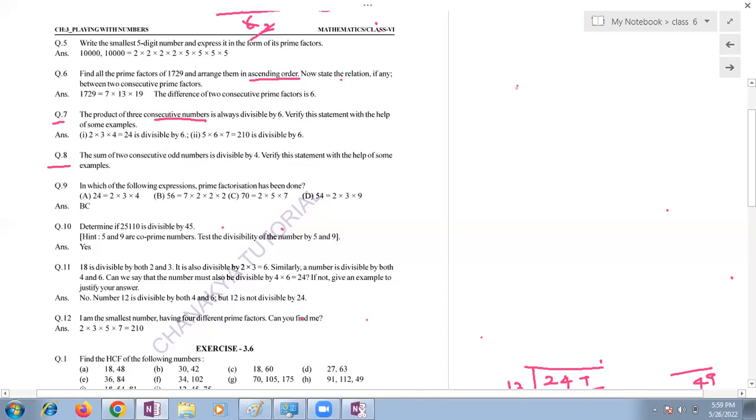Students gave examples like 201, 203, 205, 11, 13, 15 and 153 and 155. Take 11 plus 13, which gives 24. Check whether it is divisible by 4 or not, using the 4 table. Yes, it is divisible by 4.